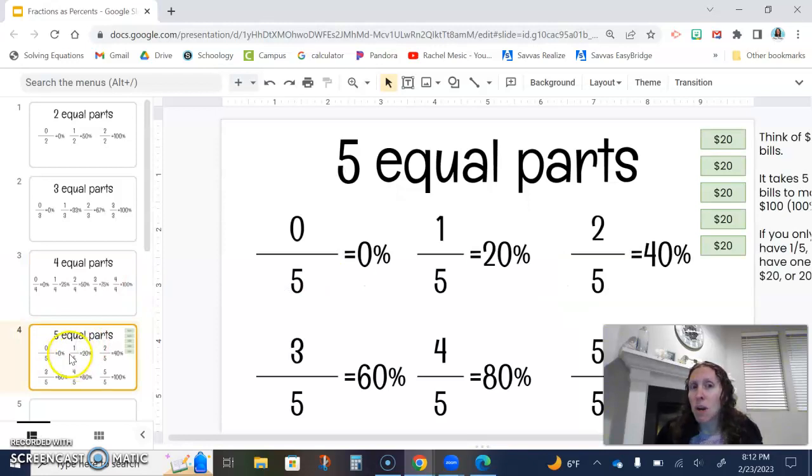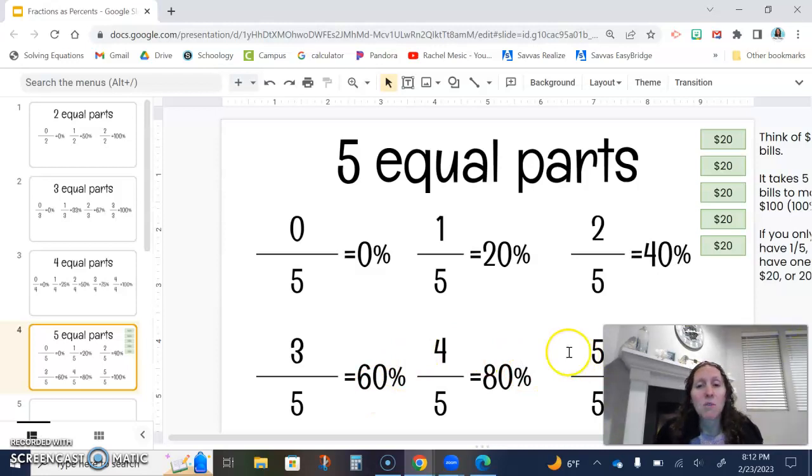If we have 5 equal parts, I like to think of it as having 5 $20 bills. Altogether, that would add up to $100 or 100%. So if we have no $20 bills, then it would be 0%. If we have one of those 5 $20 bills, 20%, 40%, 60%, 80%, and 100% if we have all of them.